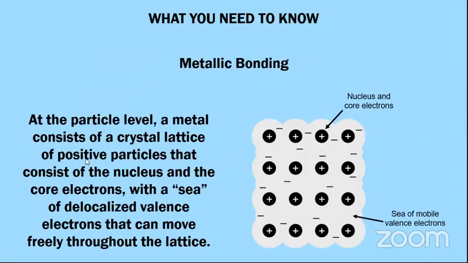You should know that at the particle level, a metal consists of a crystal lattice of positive particles. And in that positive particle is the nucleus of the atom and the core electrons. Now, the valence electrons are free to move throughout the lattice. So chemists and teachers and textbooks often refer to this model as a sea, S-E-A, of delocalized valence electrons. And so that mobility of the valence electrons is why metals are such good conductors of electricity.